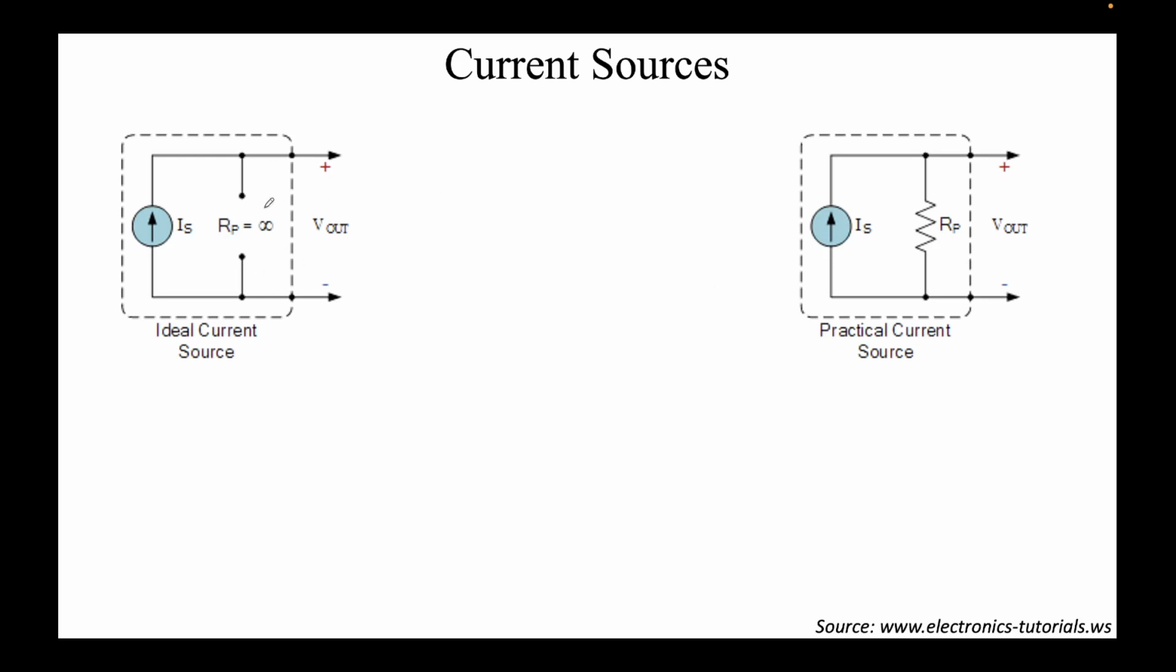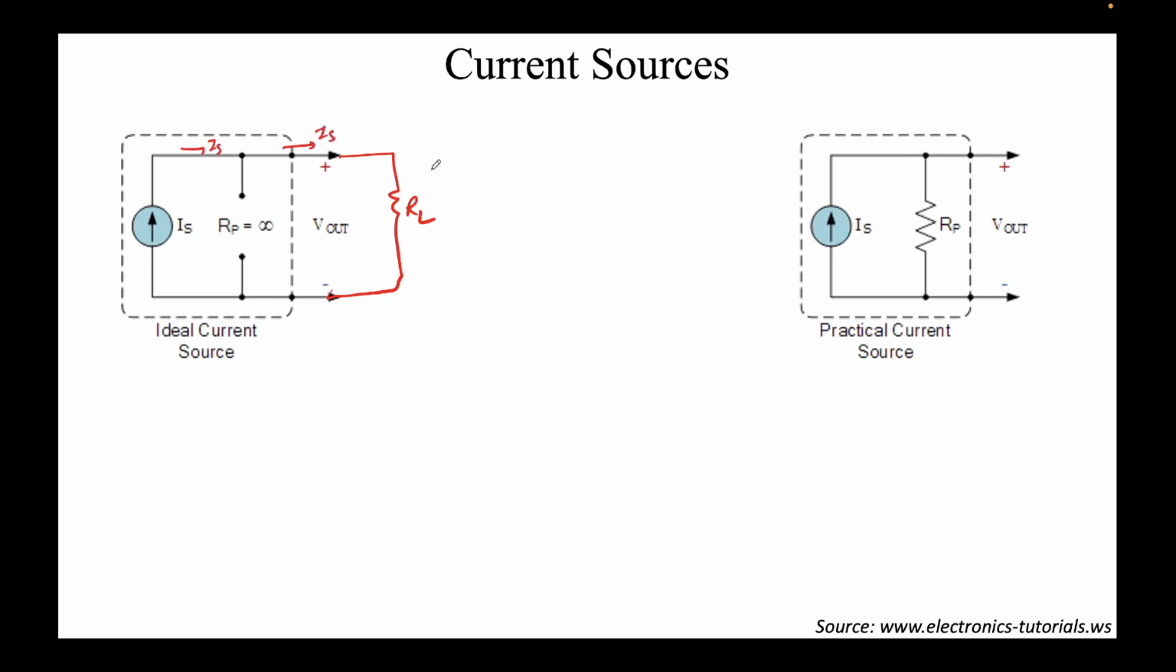On the left you have an ideal current source. Let's assume that this current is being supplied to a load. In this case I'm assuming a resistive load. The current source is sitting in this rectangular box. We only get to see these two nodes, the top one and the bottom one, so we don't see what's happening inside. If it's an ideal current source, it will have an infinite shunt resistance. That means all the current that is flowing here will come out.